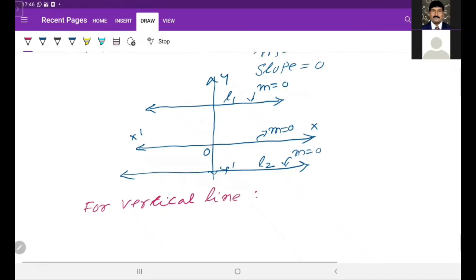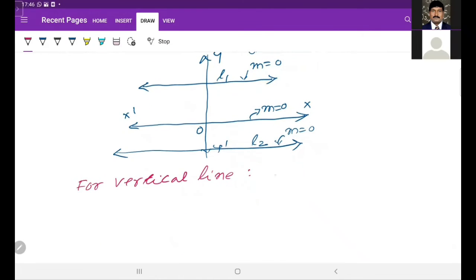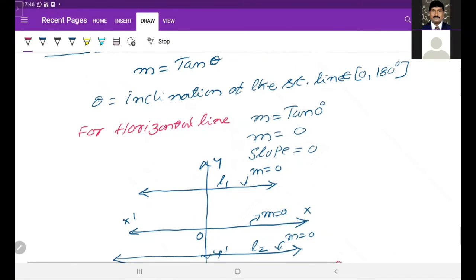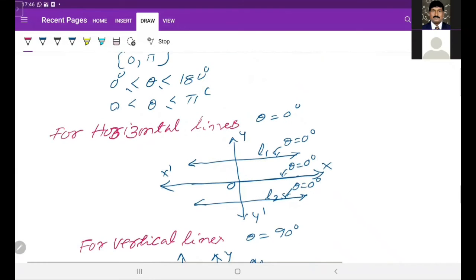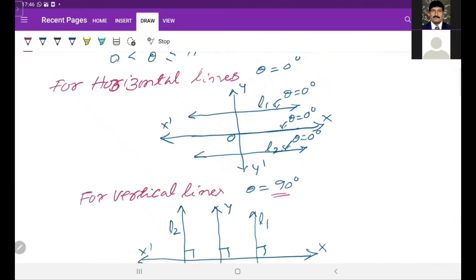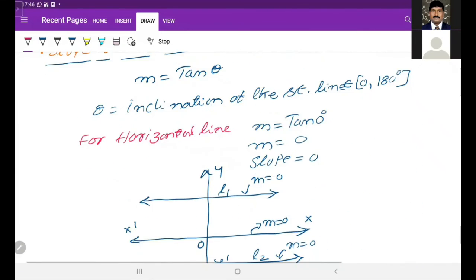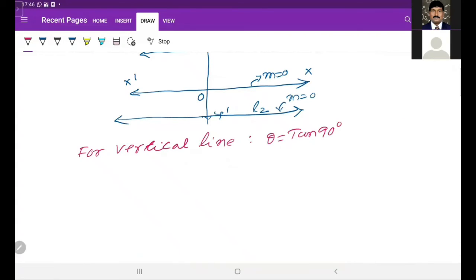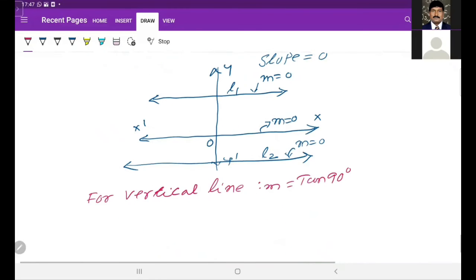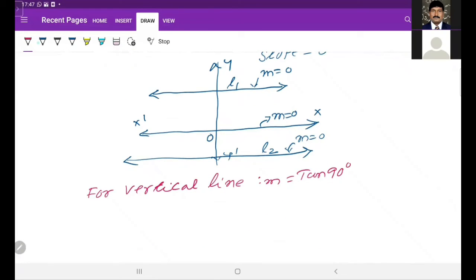theta equal to how much? Theta equal to 90 degrees. For vertical lines, what is the inclination? In the above vertical line, the inclination is 90 degrees. So tan 90. So theta, I think it is wrong. Okay, this is the slope. M is equal to tan 90. Understand? Is it correct? M is equal to tan 90.